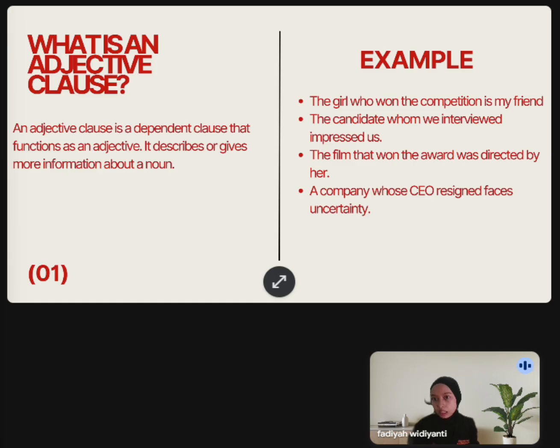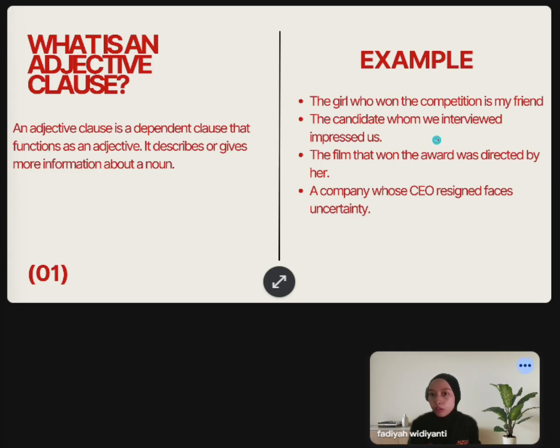An adjective clause is a dependent clause that functions as an adjective. As an adjective, it describes or gives more information about a noun. Here are two examples. The first is: the girl who won the competition is my friend. And then the second: the film that won the award was directed by her.